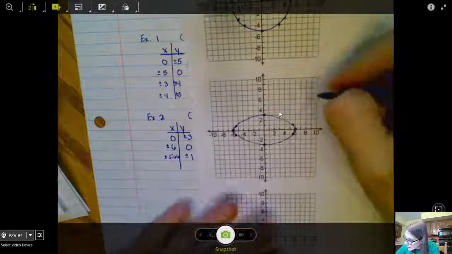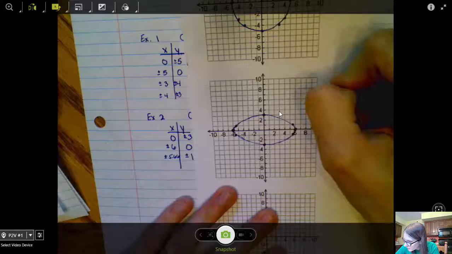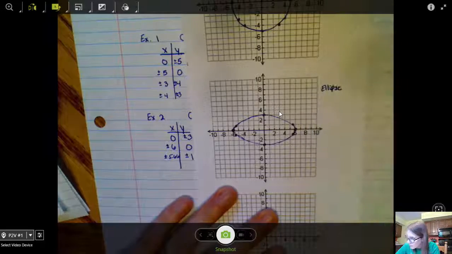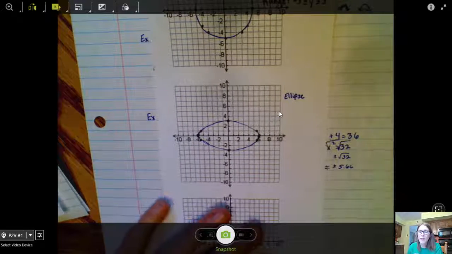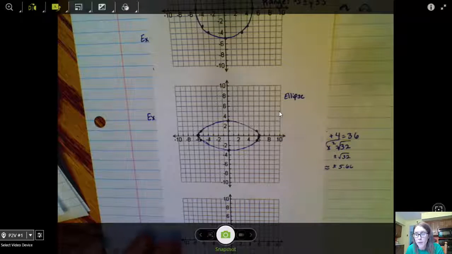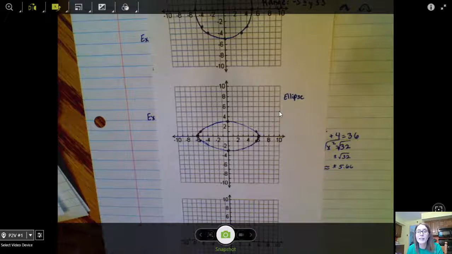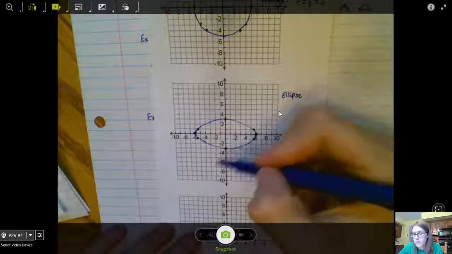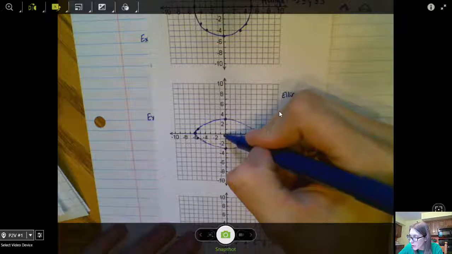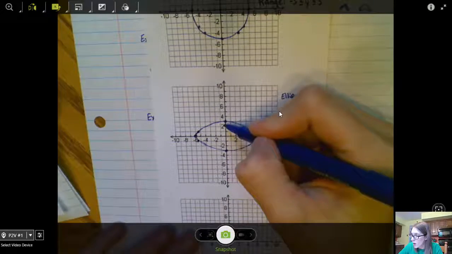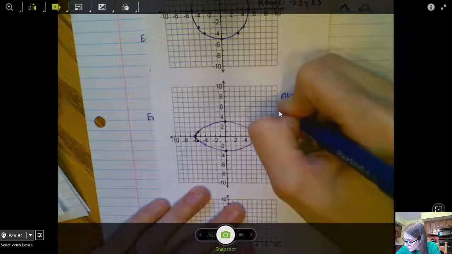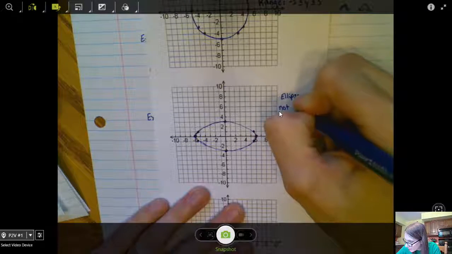All right. So we have an ellipse here. And let's think through those same things that we talked about with our circle. First of all, is this a function? No, if I have the x value of 0, I have two y values that go along with it, 3 and -3. So ellipses are not functions either.